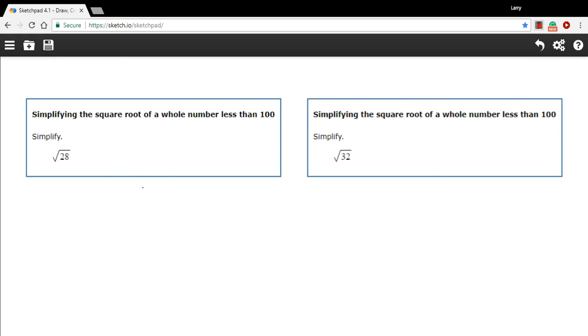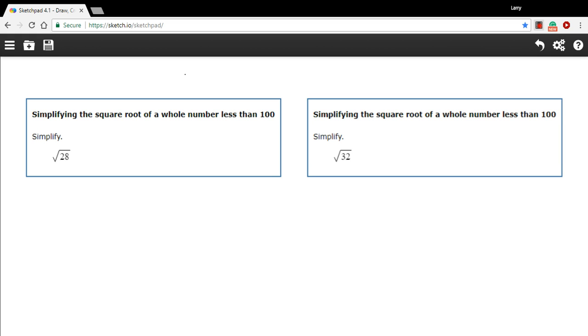In these problems, we're being asked to simplify some square roots of whole numbers. And these things are not perfect squares, so they don't come out to just 4 or 3 or something like that. And there are a couple of tricks you need to know about simplifying these square roots.